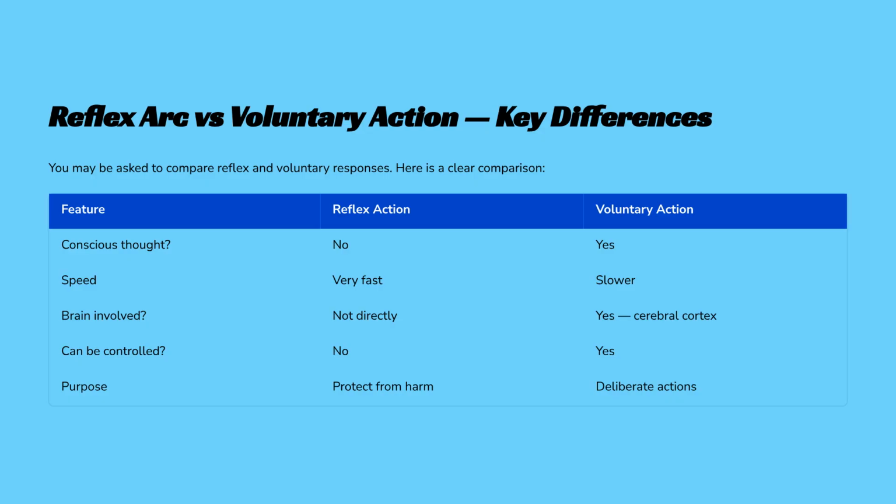Comparing reflex arc and voluntary action is often necessary. Remember that conscious thought is involved in voluntary actions, but not reflexes. Reflexes are faster, bypass the cerebral cortex, and cannot be consciously controlled, unlike voluntary actions.